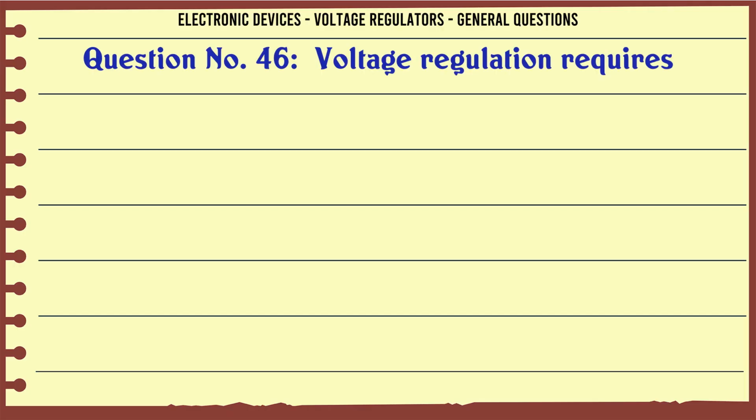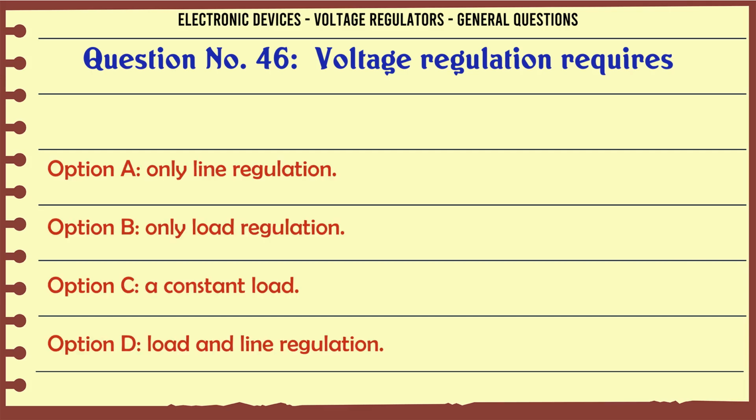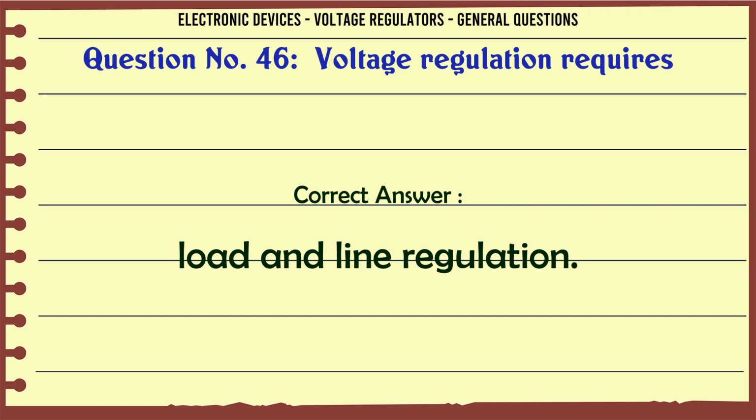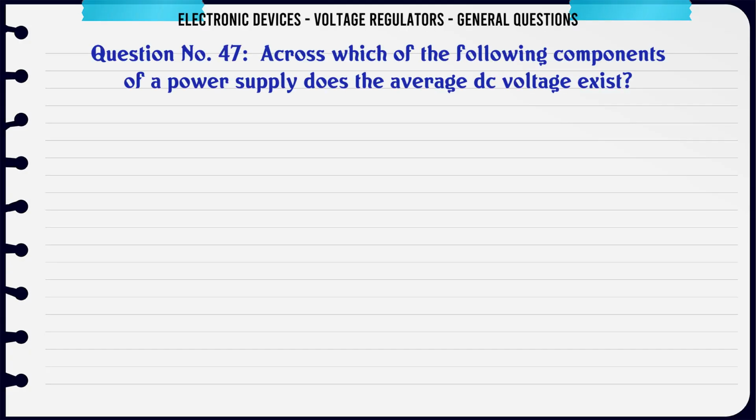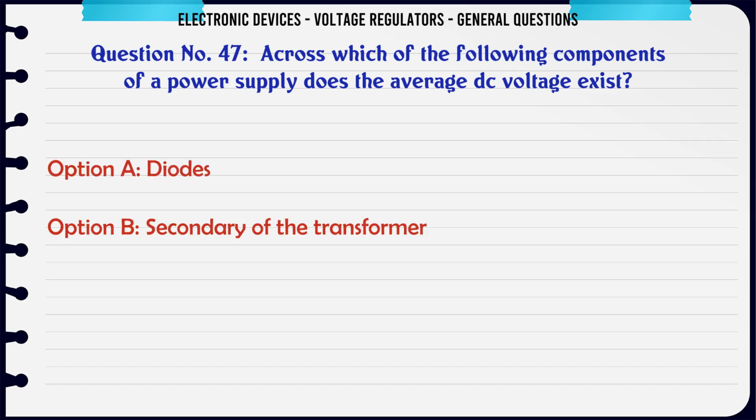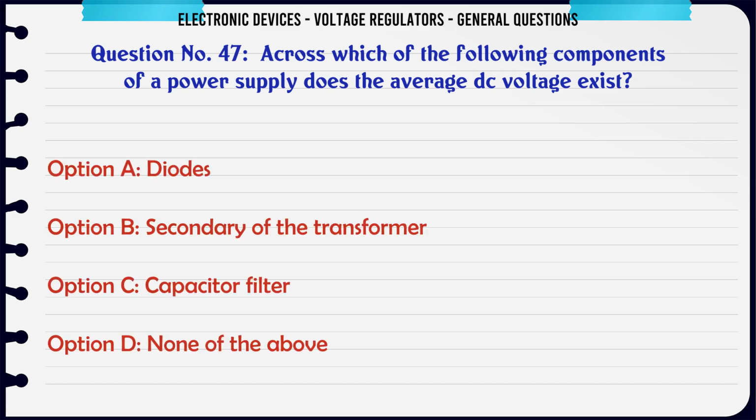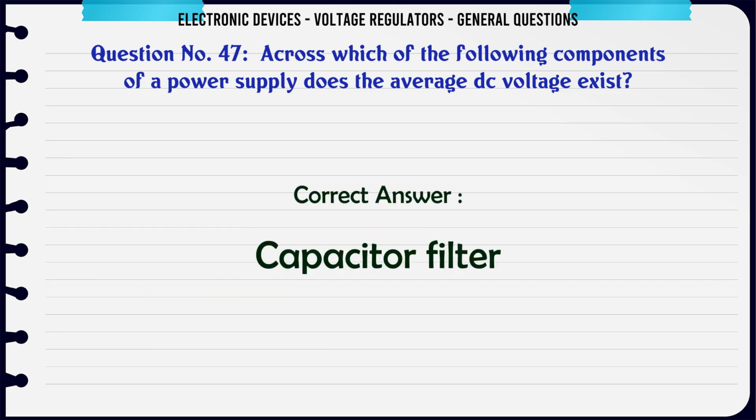Voltage regulation requires A. Only line regulation, B. Only load regulation, C. A constant load, D. Load and line regulation. The correct answer is load and line regulation. Across which of the following components of a power supply does the average DC voltage exist? A. Diodes, B. Secondary of the transformer, C. Capacitor filter, D. None of the above. The correct answer is capacitor filter.